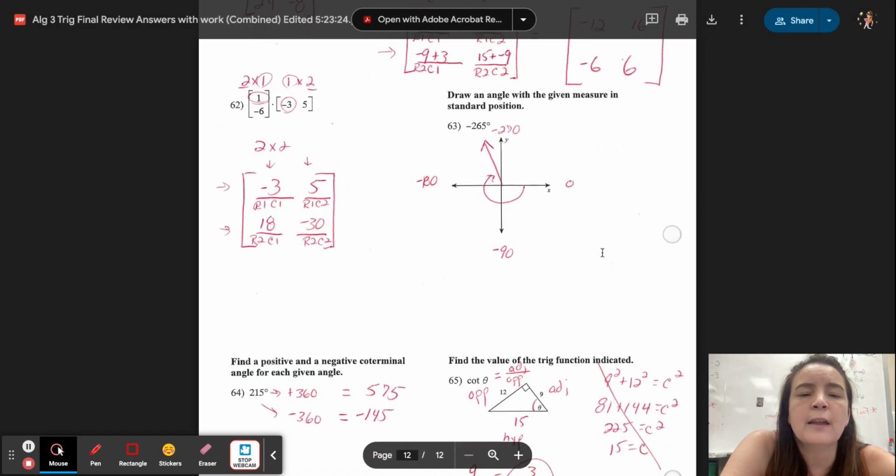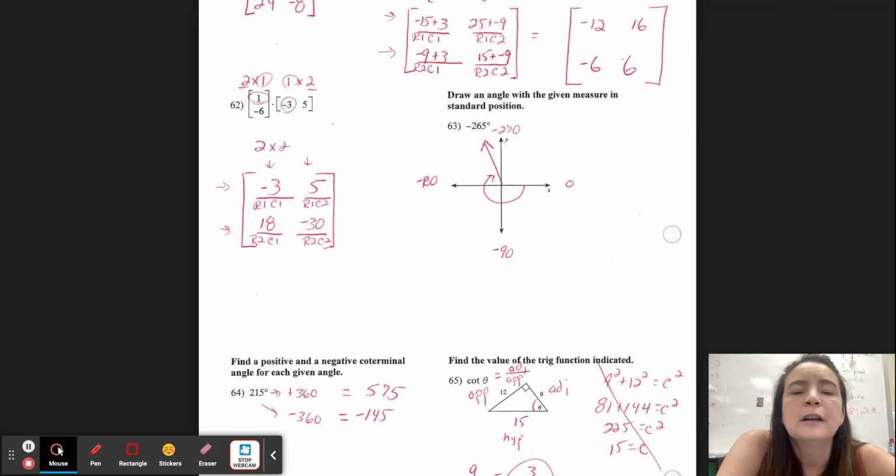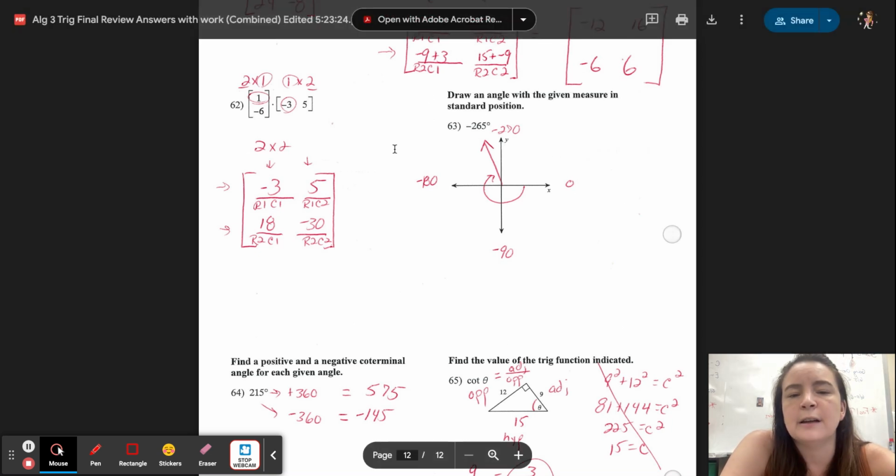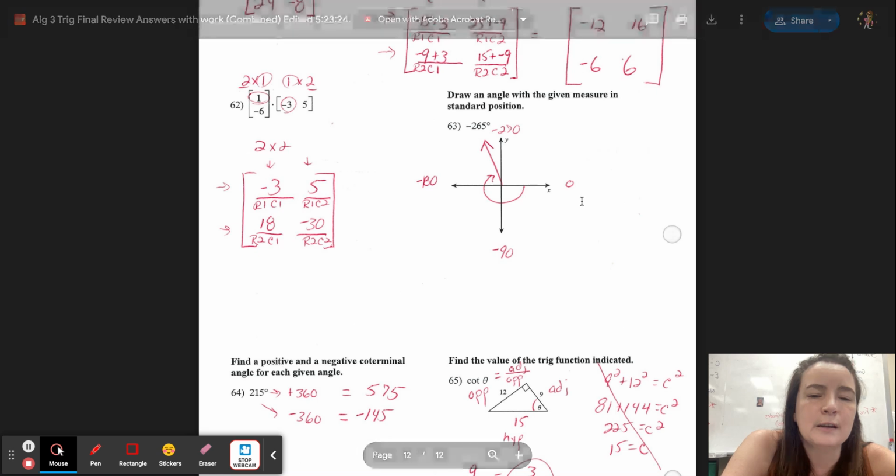For number 63, they want me to draw the rotation and draw where the angle ends up. So this one is just a tiny bit harder though, because this says negative 265. Just to let you know, if it were positive, we go this way. It would be 0, 90, 180, 270, 360.